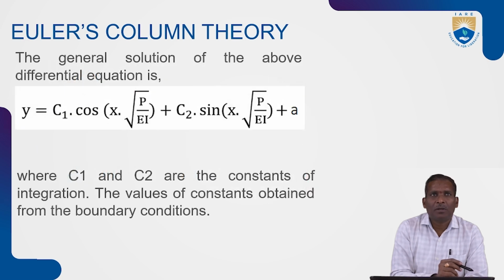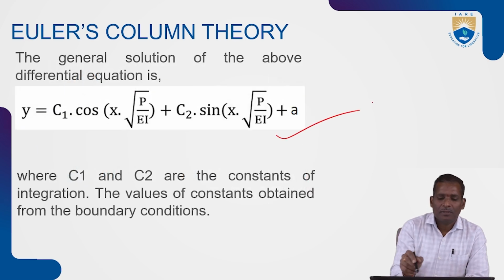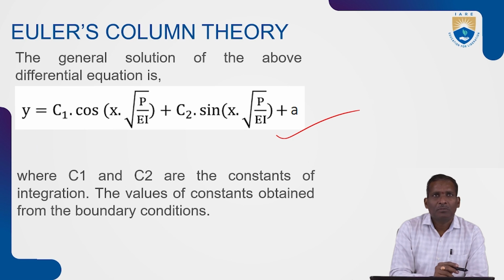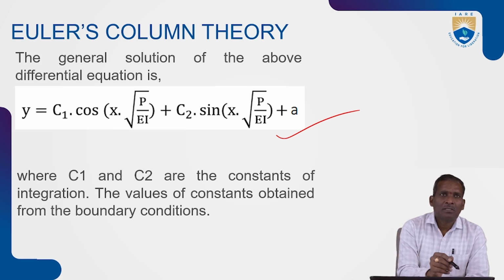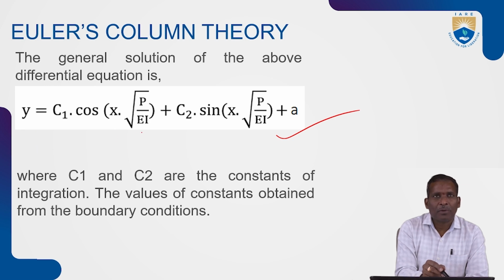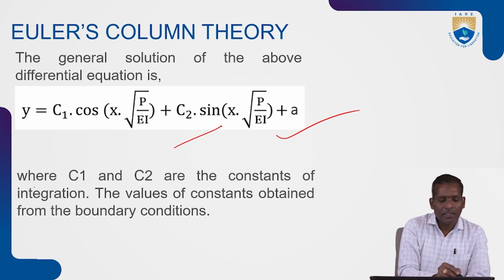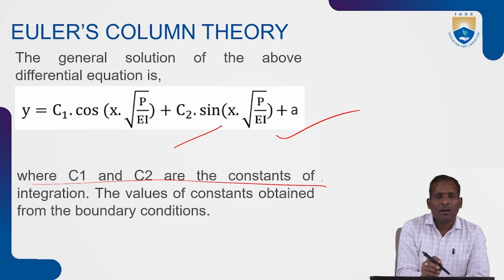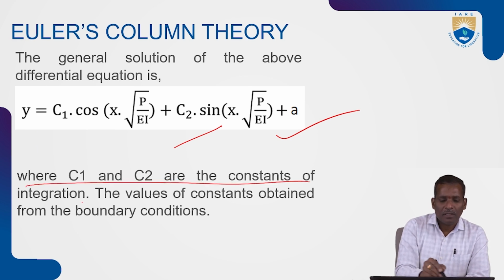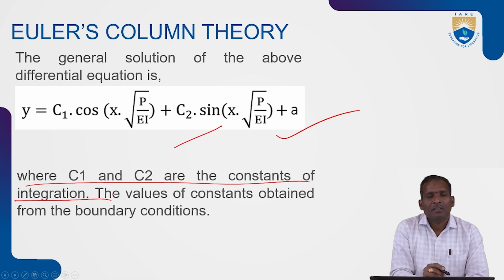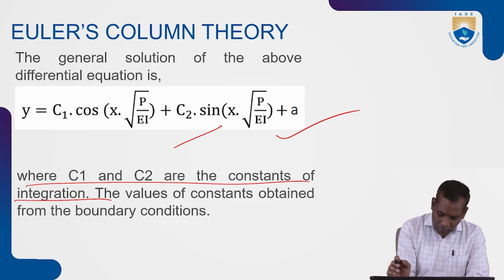So the general solution of the above differential equation is y equals C1 cos(x times square root of P by EI) plus C2 sin(x times square root of P by EI) plus a, where C1 and C2 are the constants of integration. Now you have to find the constants C1 and C2, which are obtained from the boundary conditions.